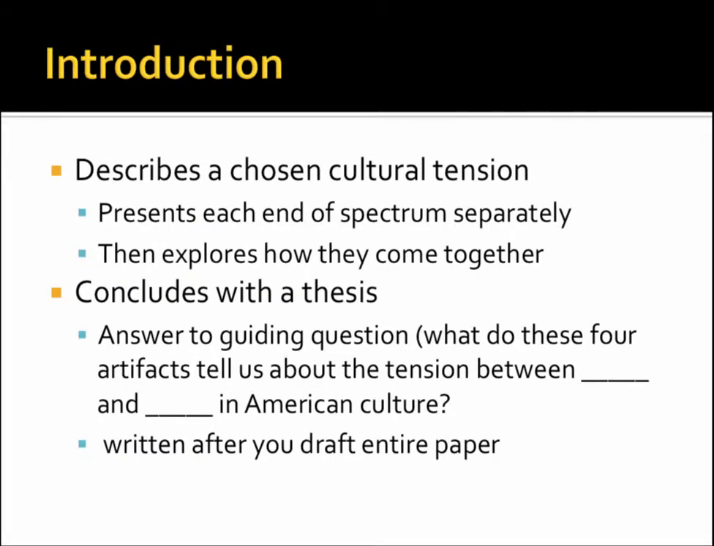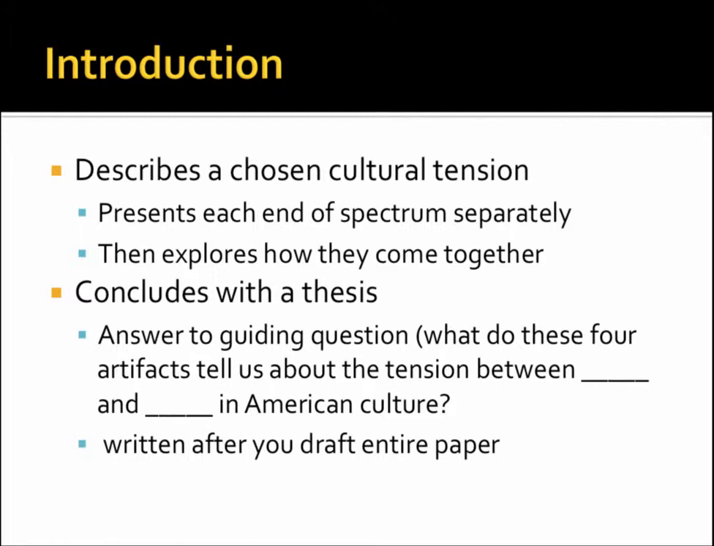So the first element that we want to look at is the introduction. And the introduction is very important because it's there where you're going to say, this is the tension I'm looking at in this paper. I'm going to talk about, let's say, individualism and community and the tension between those ideas. In my intro, I'm going to describe what individualism meant in America. Then I'm going to describe what community meant in America. And then I'm going to talk about how these two ideas sort of push and pull at each other, how they sometimes work together, but they also are sometimes problematic.